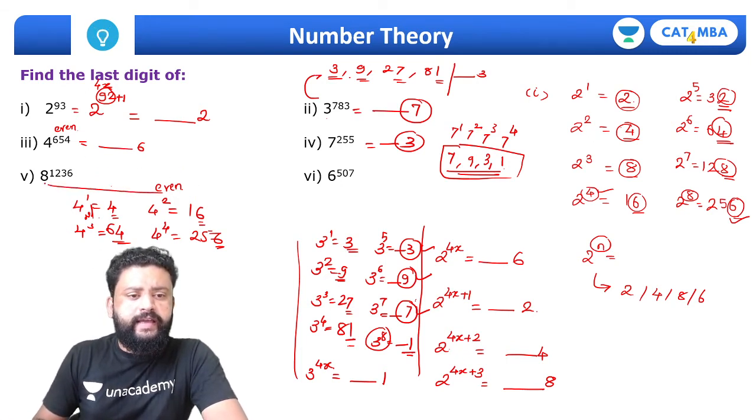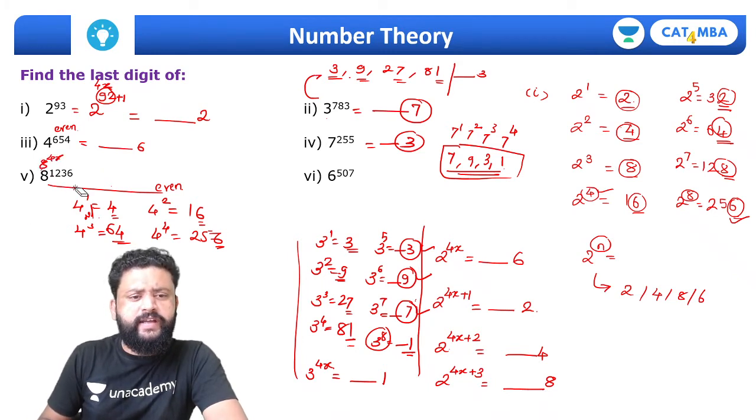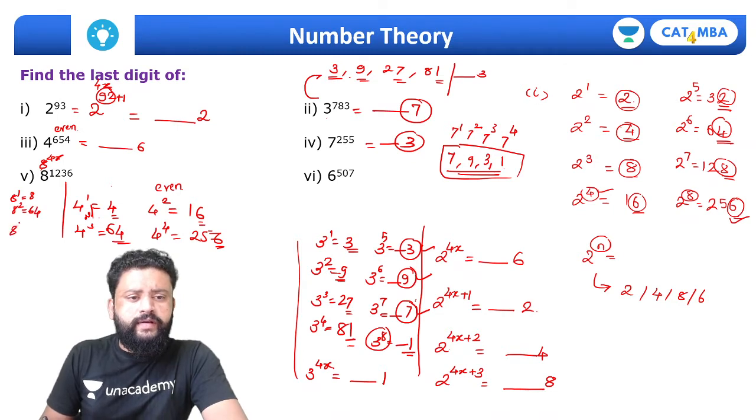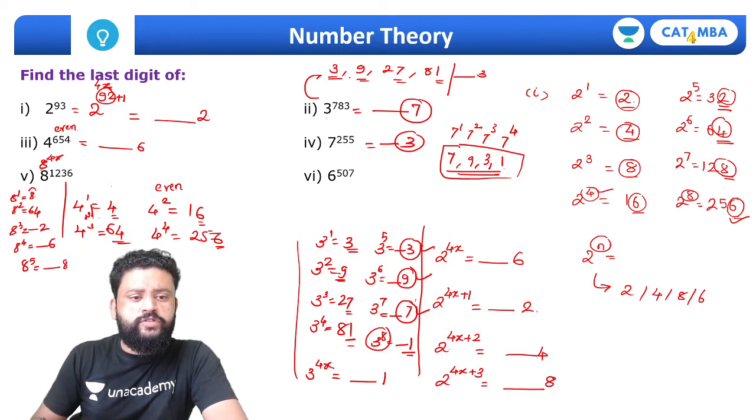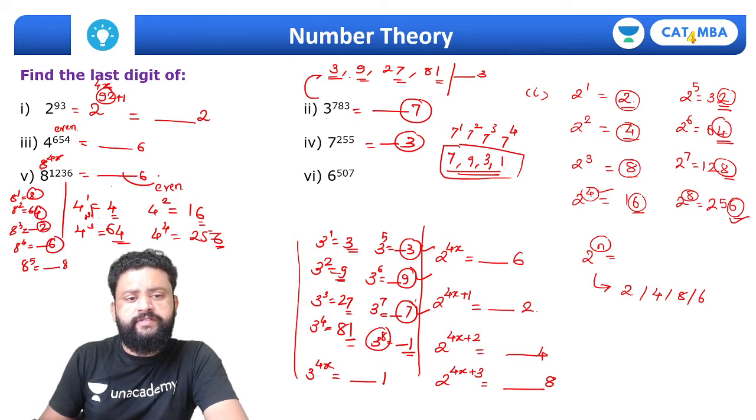For 8, again it is 8 to the power 4's multiple. Cyclicity for 8 is also 4 times, because 8 to the power 1 is 8, 8 square is 64, 8 cube is 512, which will end with 2. 8 to the power 4's last digit will be 6, and 8 to the power 5's last digit will again be 8. So cyclicity is 8, 4, 2, 6. The same way it is 4's multiple, so this will end with 6.